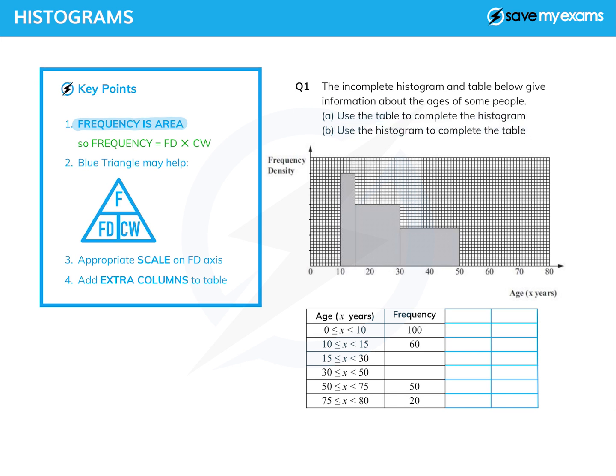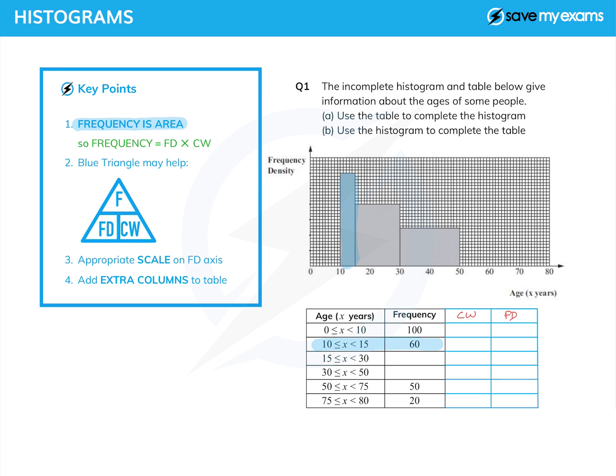Okay, so hopefully one of the blocks refers to one of the classes with a frequency, and it does. This block here, the little thin one, refers to this class here, 10 to 15 with a frequency of 60. Right, let's use my extra columns. We're going to need to know the class width for each of the classes, and we're going to need to know at some point the frequency density.